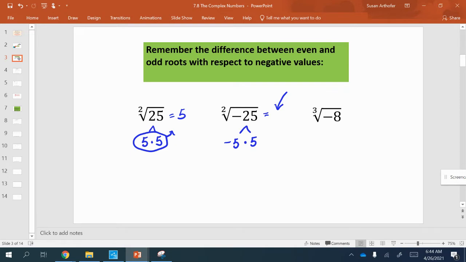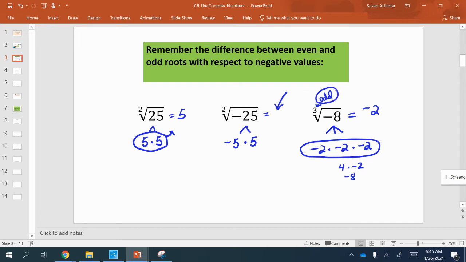Now, what about a cube root with a negative number? As long as the root is odd, we can do a negative number, because you have 3 of the same number that multiplies to negative 8. Negative 2 times negative 2 is 4, times the last negative 2 is negative 8. So 3 of the same matching numbers, so the cube root of negative 8 is negative 2. So as long as the root is odd, there's nothing special. But today we're going to tackle when we have an even root, square root in particular. We're going to figure out what this answer is today.